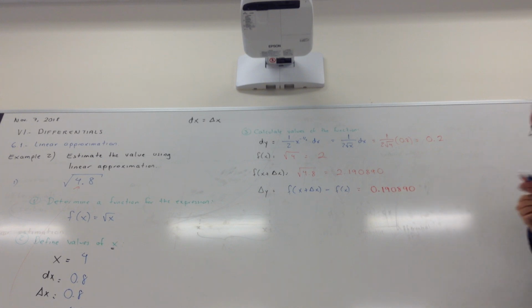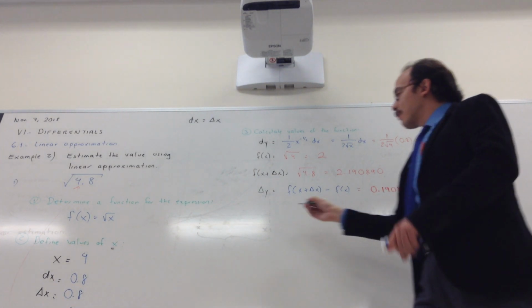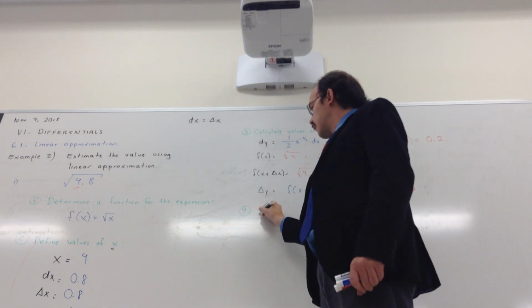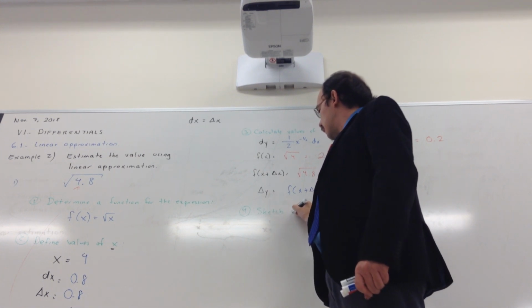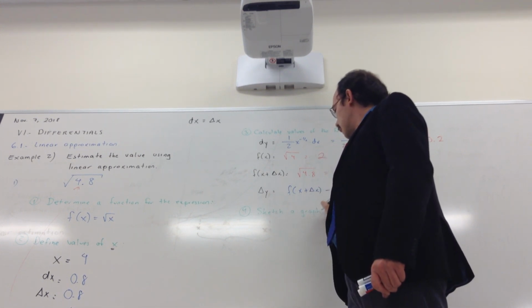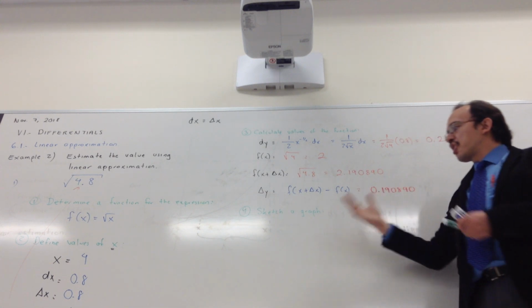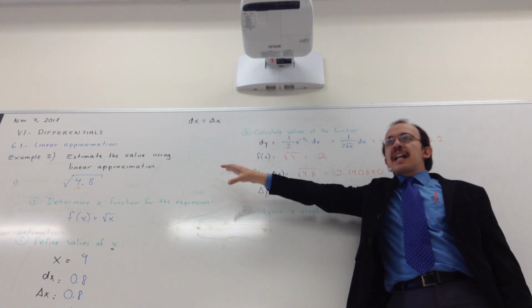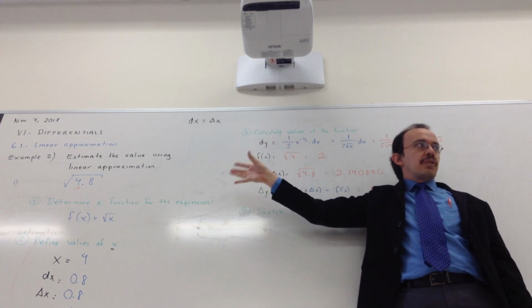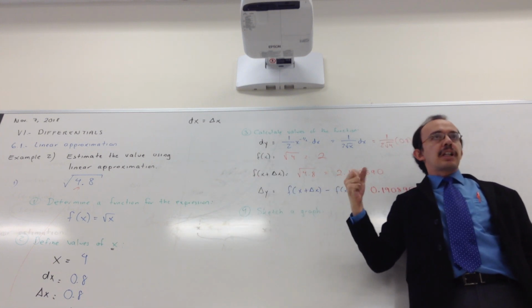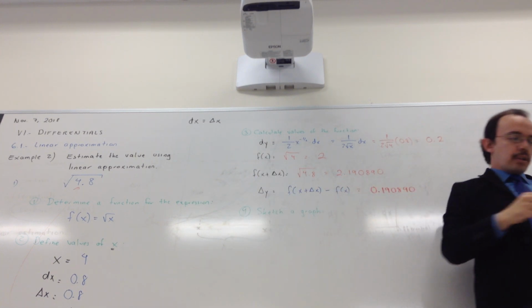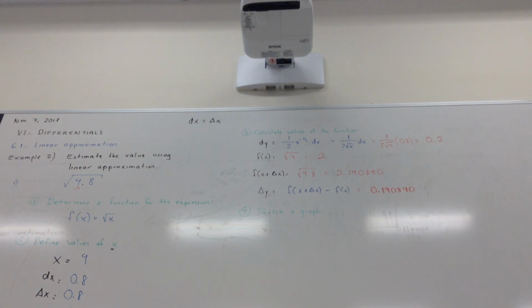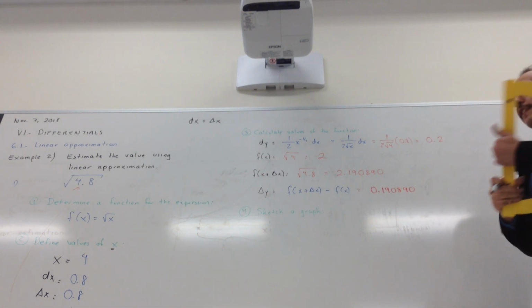Okay. The last part will be to graph. What do I mean by a sketch a graph? The same graph that I used to explain, you're going to do the same for this example, and you're going to plug in all the values. So, in this case, the function is what? Square root of x. What's the graph of the square root of x?